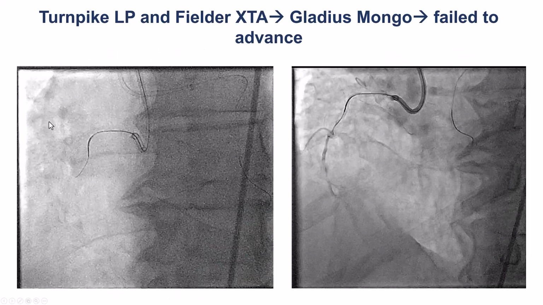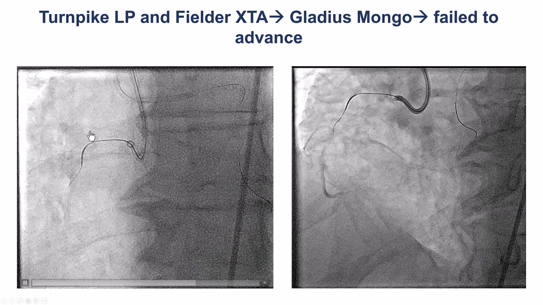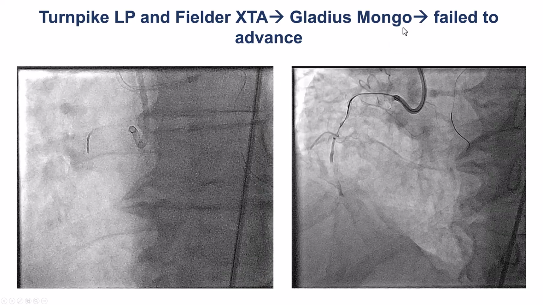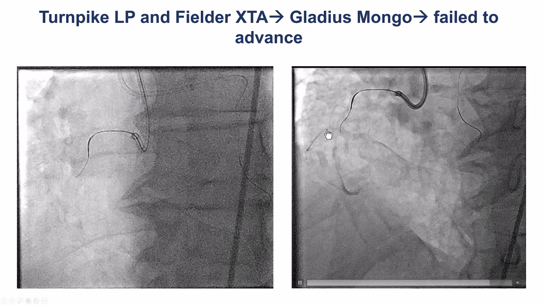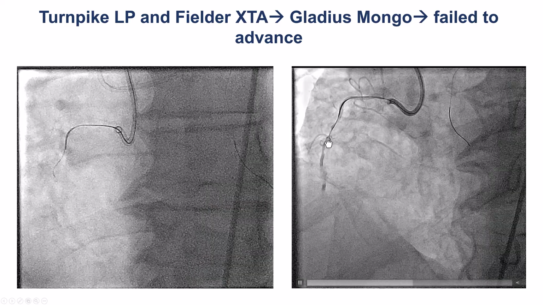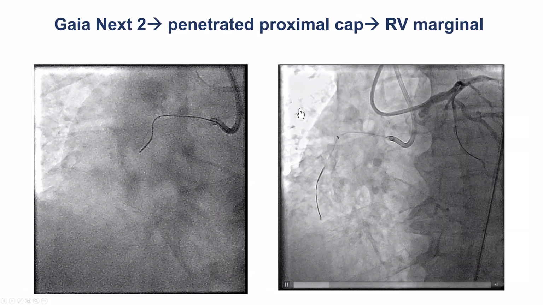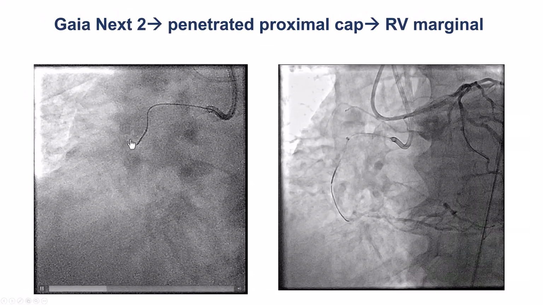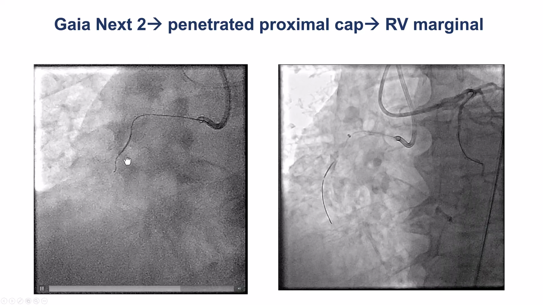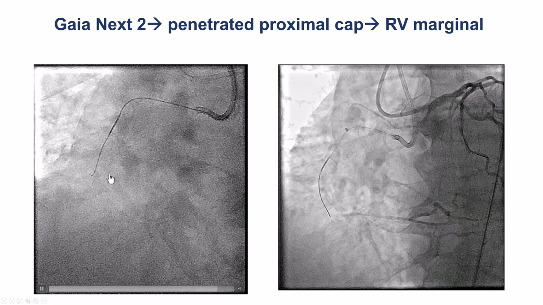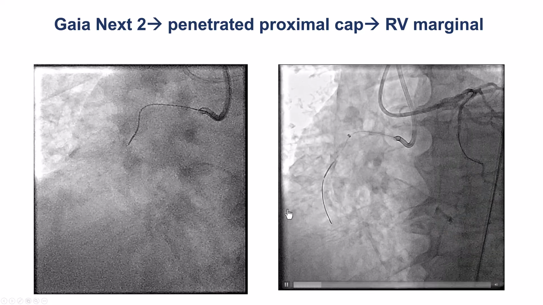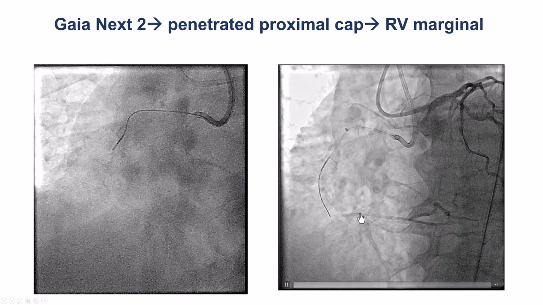So we started with the Turnpike LP. Fielder XTA did not make much progress. We rapidly switched to a Gladius Mongo, but this also had difficulty advancing. We're still actually within the proximal true lumen here. So we changed this. We used the Gaia Next 2 wire that advanced through this area of the proximal to mid right coronary artery, further down all the way to the proximal cap. But then eventually it went into this large acute marginal branch.